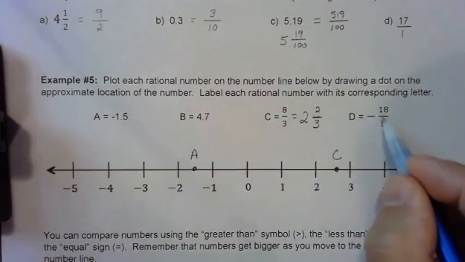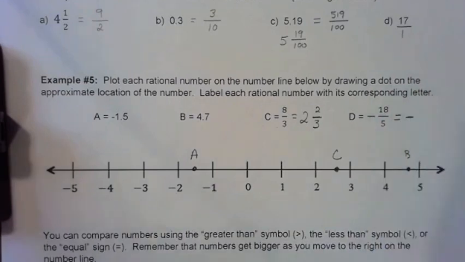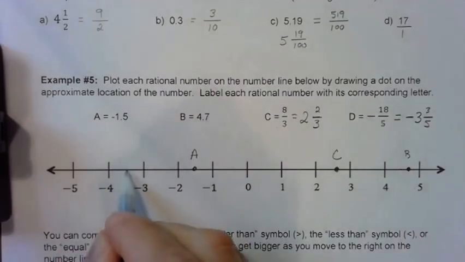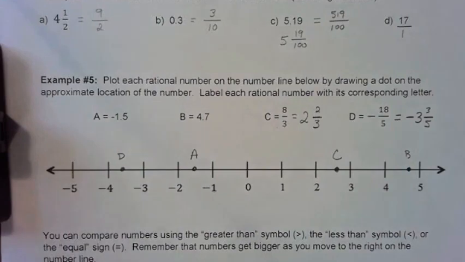Finally, letter D, -18/5. Again, we'll change this into a mixed number. It's going to be negative. And 5 goes into 18 3 times. 3 times 5 is 15, so that means that there's still 3/5 left over, -3 and 3/5. Well, -3 and 3/5 is going to be between -3 and -4 on the number line, and it's going to be slightly closer to the -4. So here's -3 and a half, just slightly closer, right about here, -3 and 3/5, or -18/5.